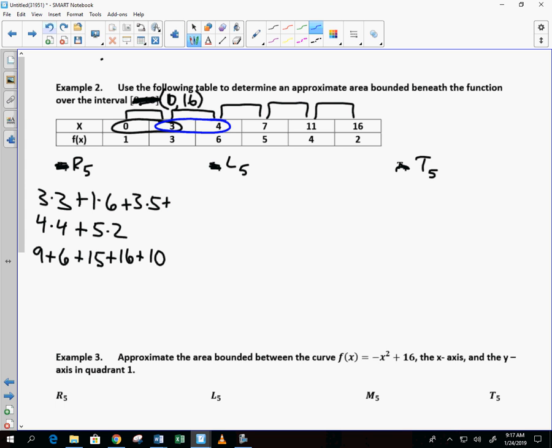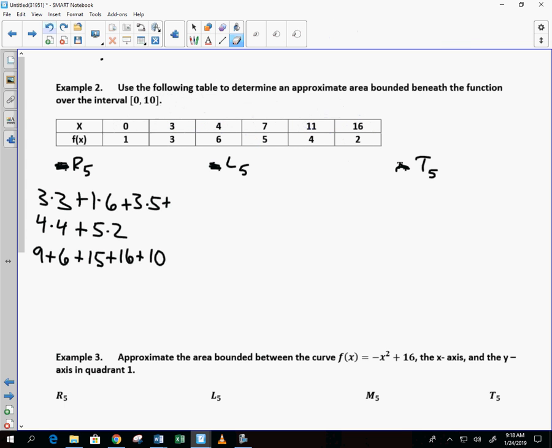I evaluate the height here, 6. Width is 3. Height is 5. Width is 4. Height is 4. Width is 5. Height is 2. Better? Okay. I add all that up, and I get 15 plus 15 is 30, 40, 56. So what we got? You try L sub 5 on your own. Go.